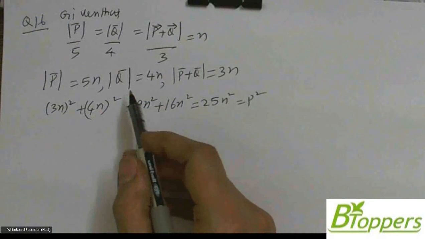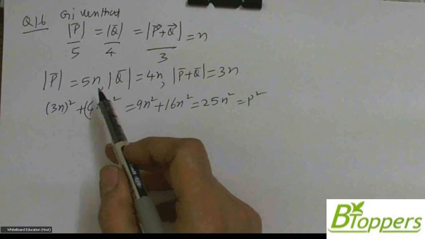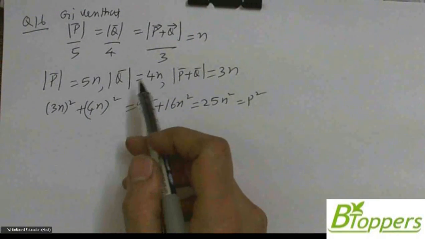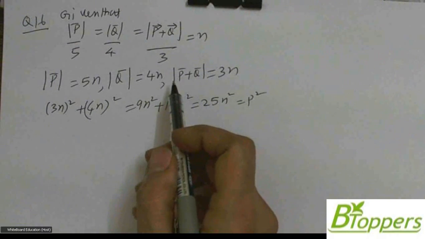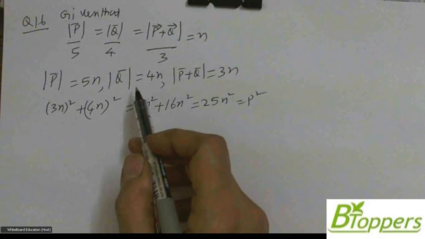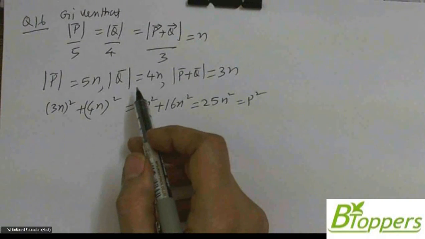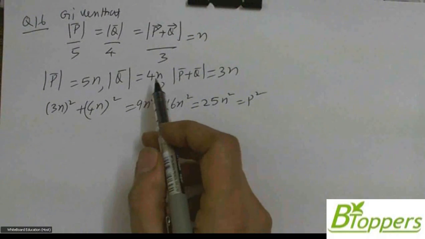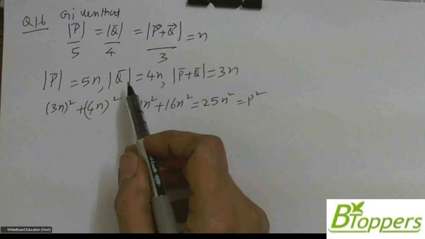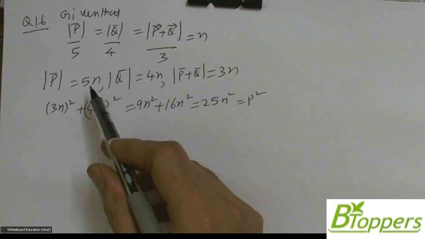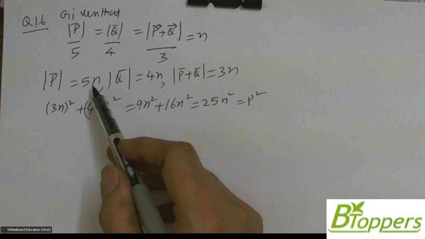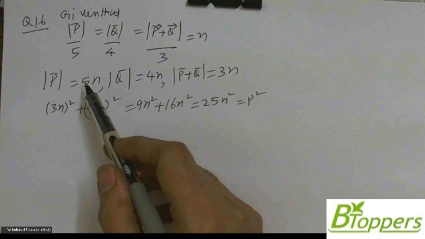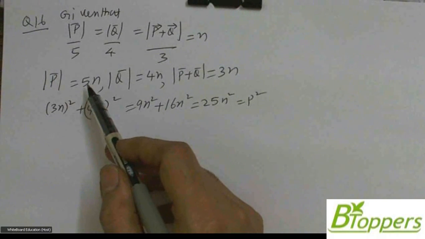Therefore, in this case, the vectors p bar, q bar and the resultant can be represented along the three sides of the right angle triangle. So before you draw the right angle triangle, you must remember that the vector which has the largest magnitude should be represented along the hypotenuse side. Here vector p bar has the largest magnitude, so it should be represented along the hypotenuse side.